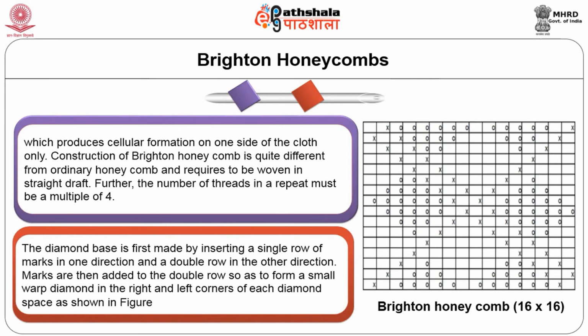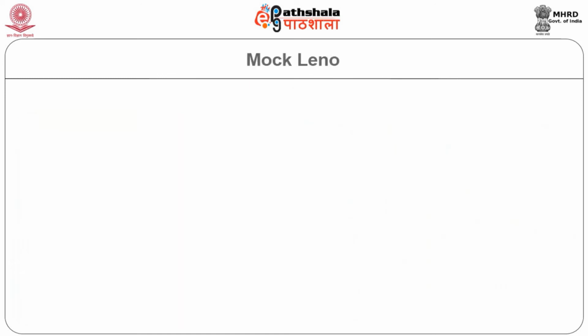direction. Marks are then added to the double row so as to form a small warp diamond in the right and left corner of each diamond space as shown in figure 13. So as you can see in figure 13, is a 16 thread Brighton honeycomb. In this you can see the prominent diagonal marks created by introducing cross marks from left to right. Then you can see the double cross lines which is introduced from right to left, and to this additional marks are added to produce the diamond shapes. You can see there are 2, 3, 4 diamond shapes in all, and this is a single sided weave produced. This is the Brighton honeycomb.